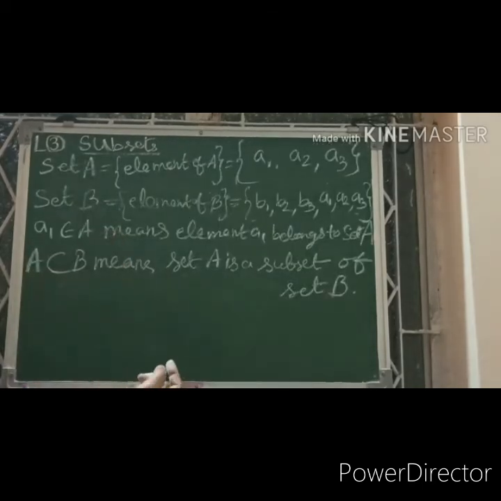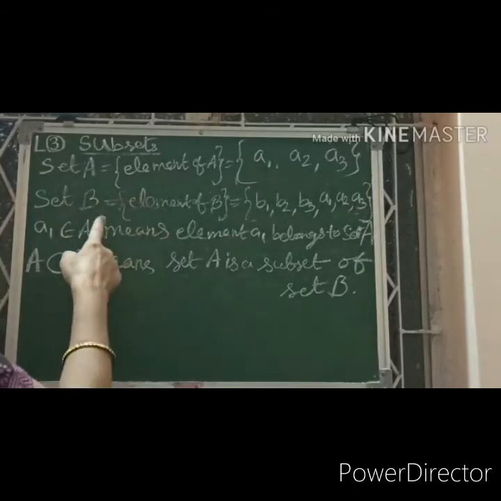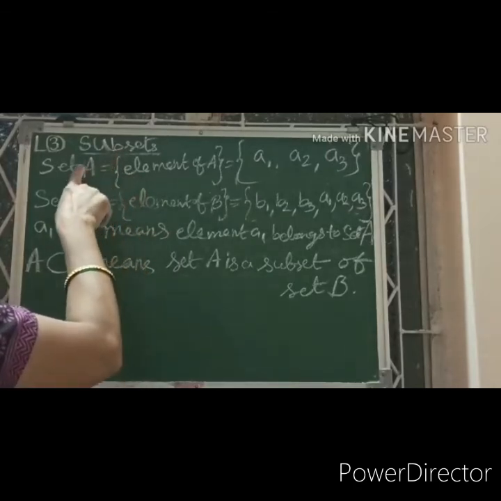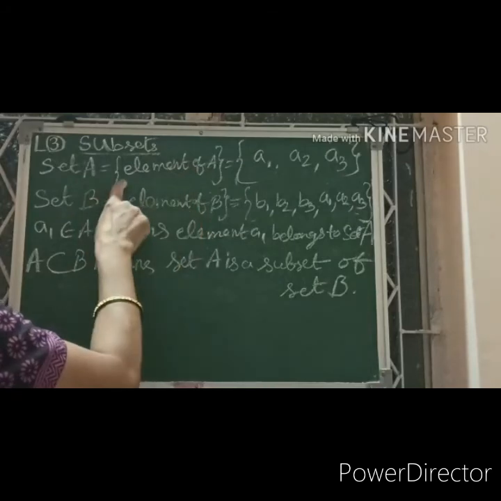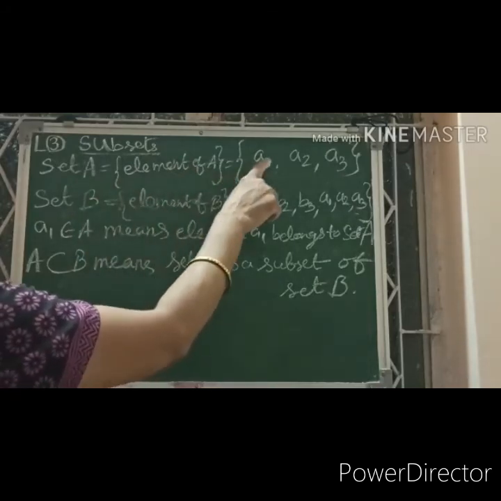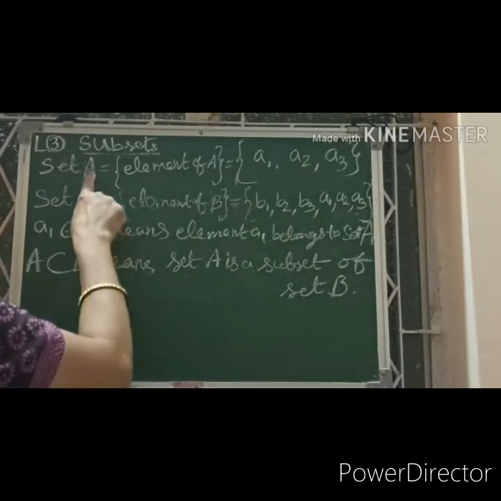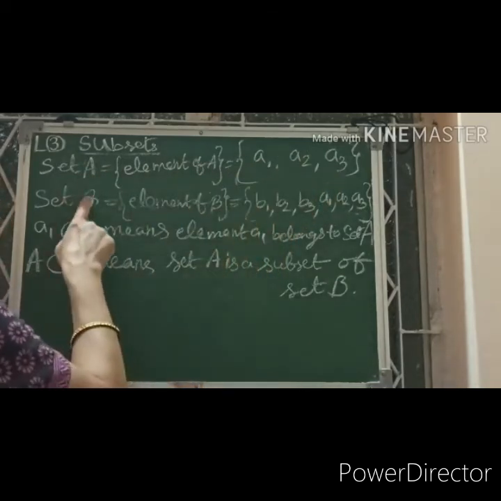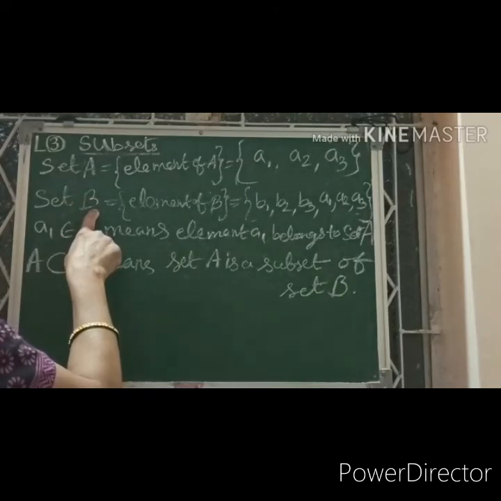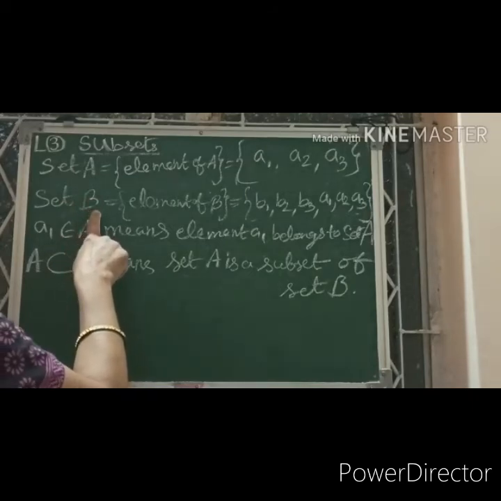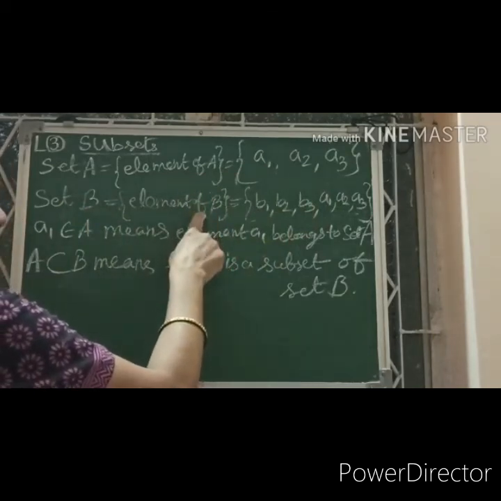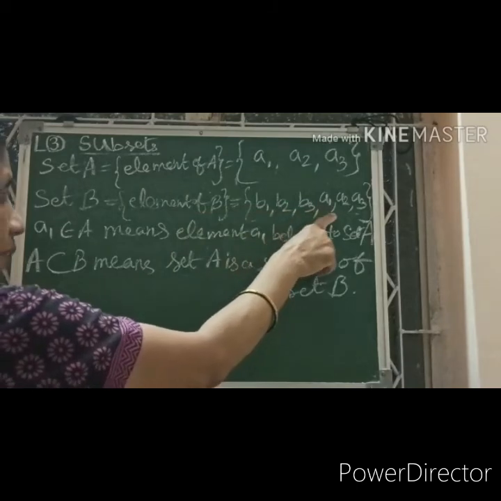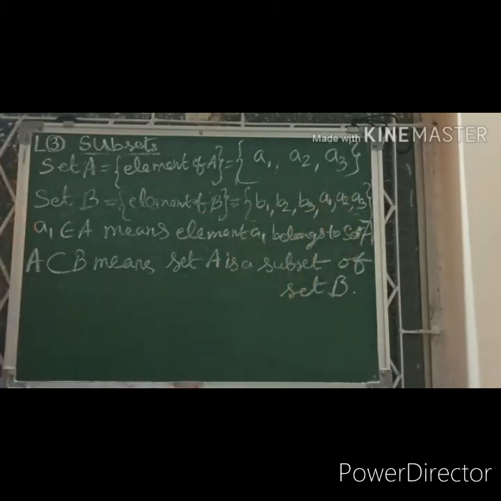Before doing sums, once again I will revise. It is the revision now. Subsets. See, set A is given. You can read this as elements of A: A = {a1, a2, a3}. Set A contains a1, a2, a3. Set B, what are the elements in set B? We call these elements of B. What are all elements of B? b1, b2, b3, a1, a2, a3. 6 elements are there in set B.